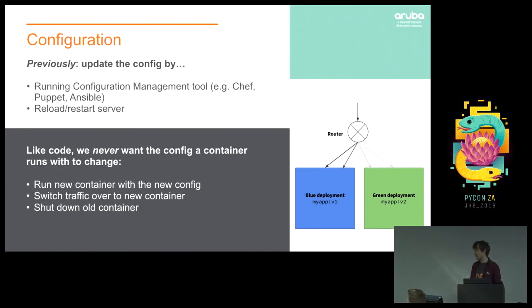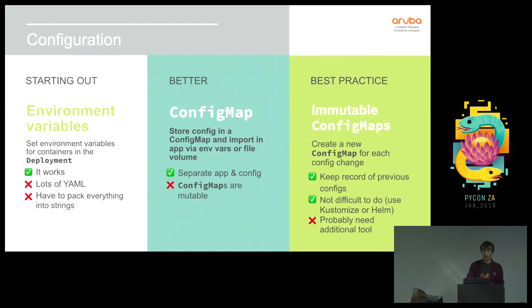So previously, you probably did this in some way similar to CodeDeploy. So you might update the config, probably using some kind of config management tool, and then you would reload or restart. But when we come to Kubernetes, again, we don't want to be changing things inside a container. So we actually want to run a new container with a new config and then switch over to that container and eventually shut down the old one. Blue green deploy again.